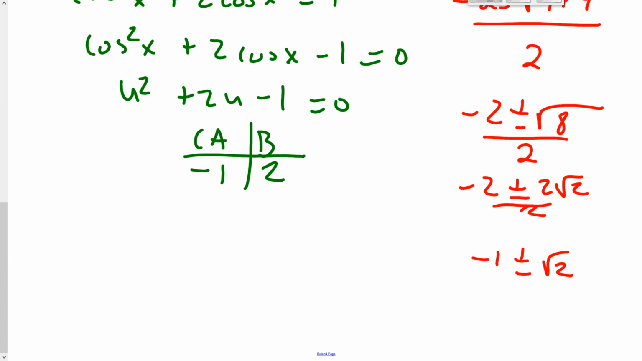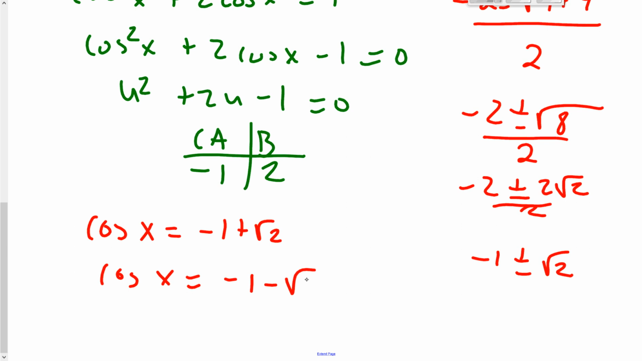And then we can go ahead and substitute our u back in. So cosine of x is equal to -1 plus root 2, and cosine of x is equal to -1 minus root 2. Okay, so we have that. Now this one down here, square root 2 is about 1.4, so we're taking -1 and minus 1.4. That's a minus like 2 point something. So that one's not going to exist, right? So we don't need to use this one.